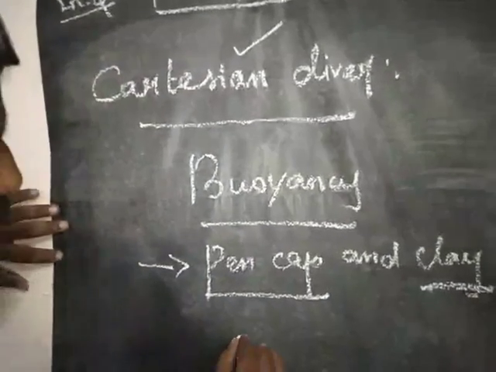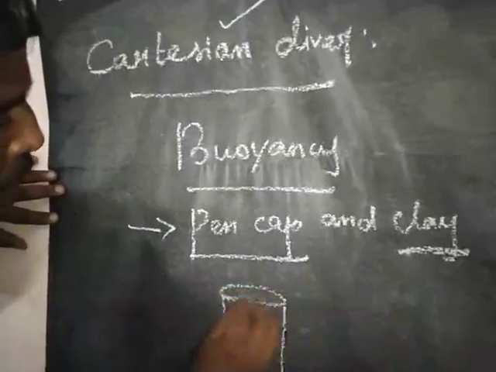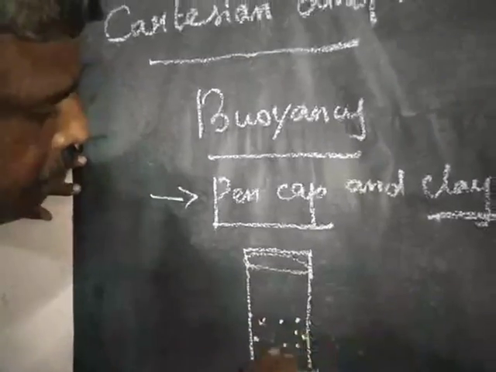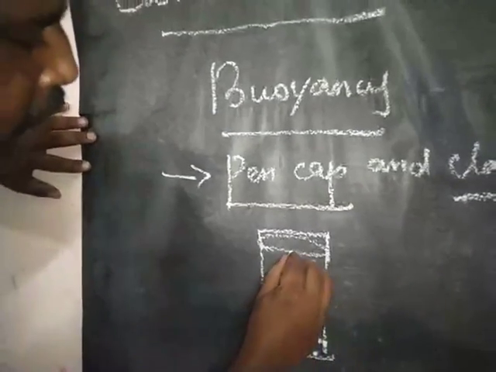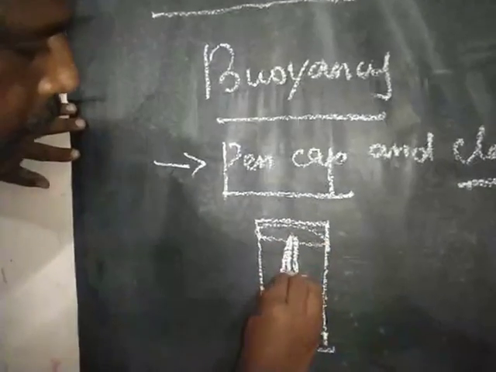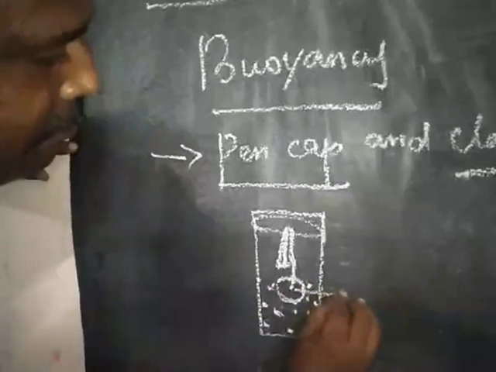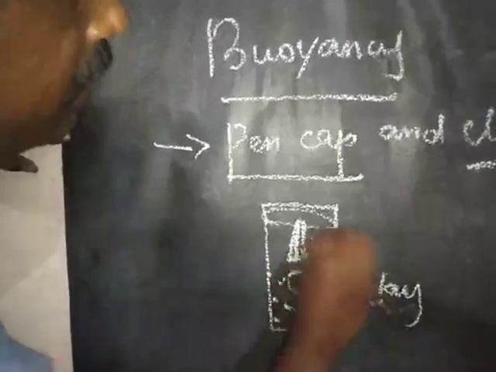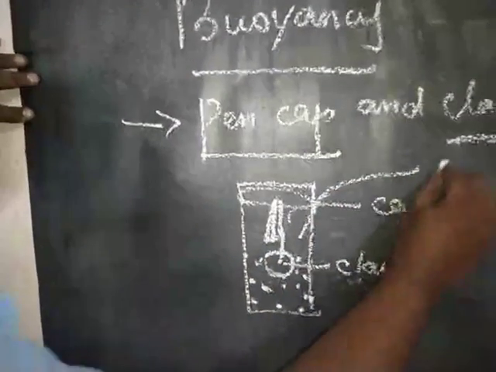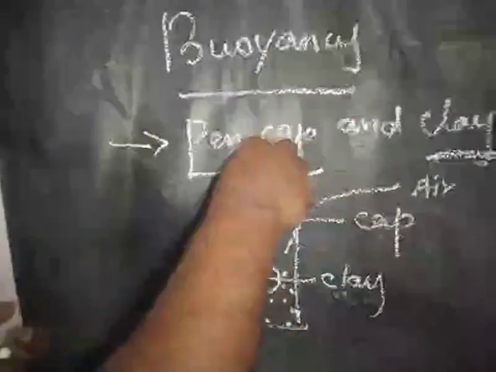We have to take a small vessel or bottle, and close it. Next, fill half of the bottle with water. Then we have to immerse the cap. This part is called clay, and this is called the cap, and this portion is filled with air. Slowly we have to immerse the pen cap with the clay.